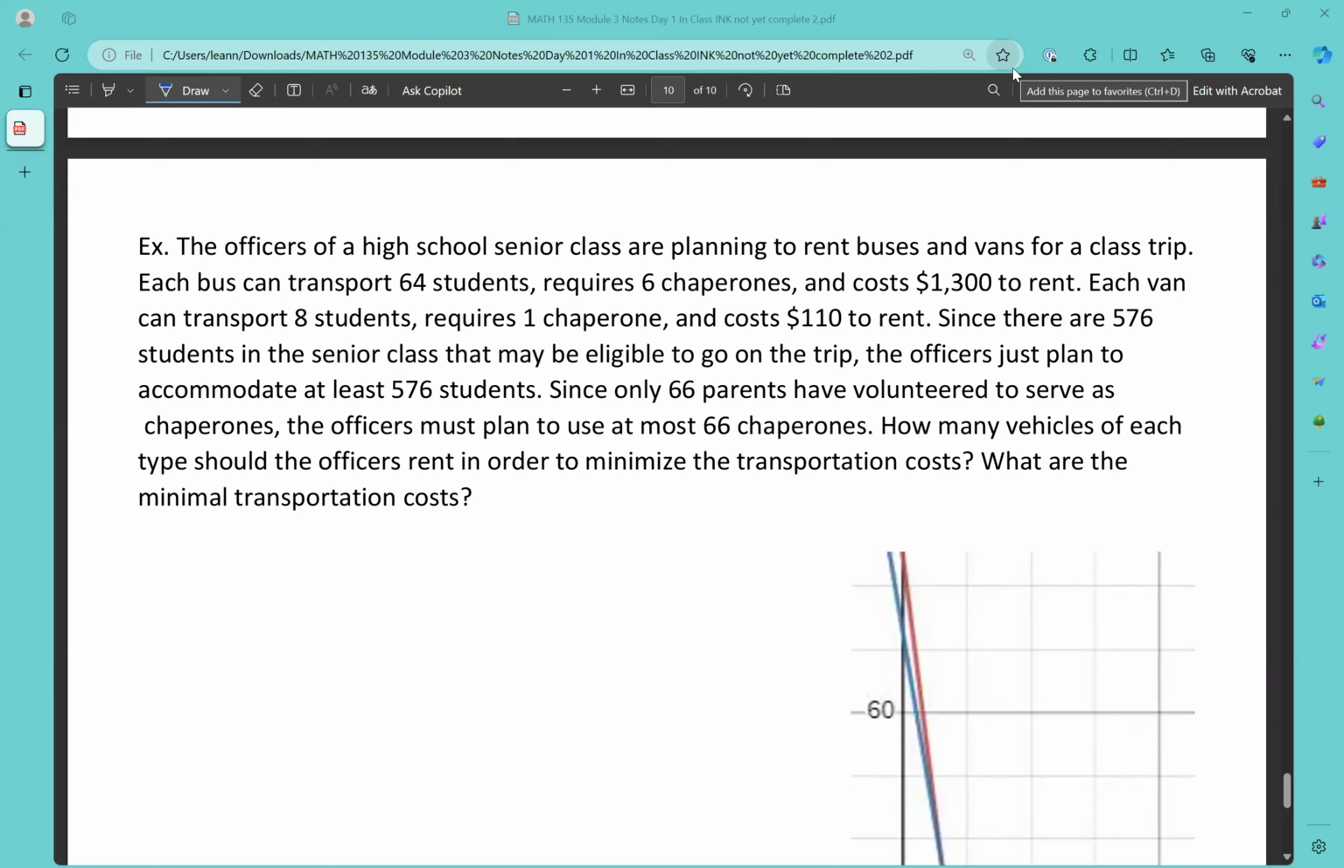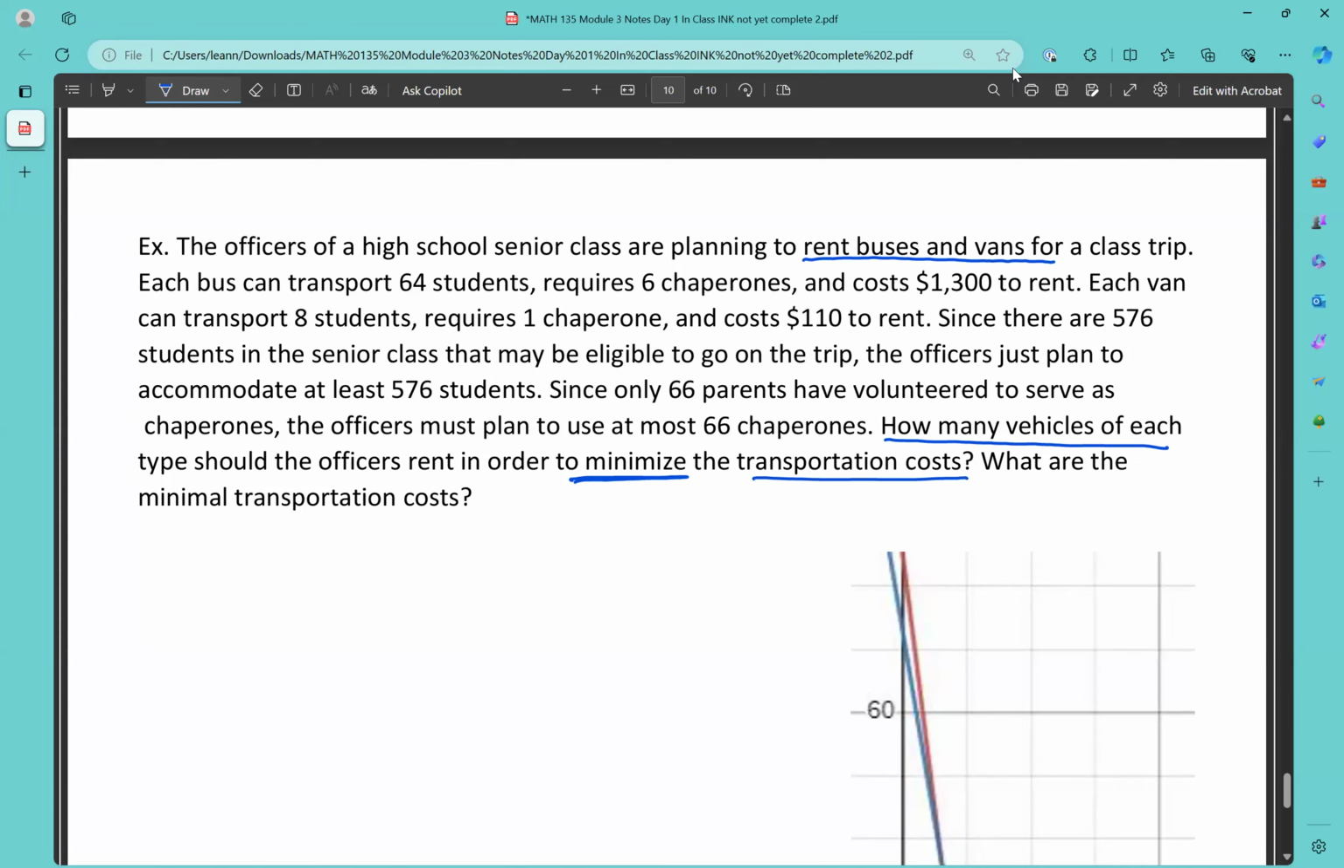So it says the officers of a high school senior class are planning to rent buses and vans. So that's the two different types of things we're renting for a class trip. Then they tell us a lot of information about how many students and chaperones can be in each bus and how much they cost to rent. If you follow all the way through all the numbers down to the bottom here, it says how many vehicles of each type should we rent in order to minimize transportation cost.